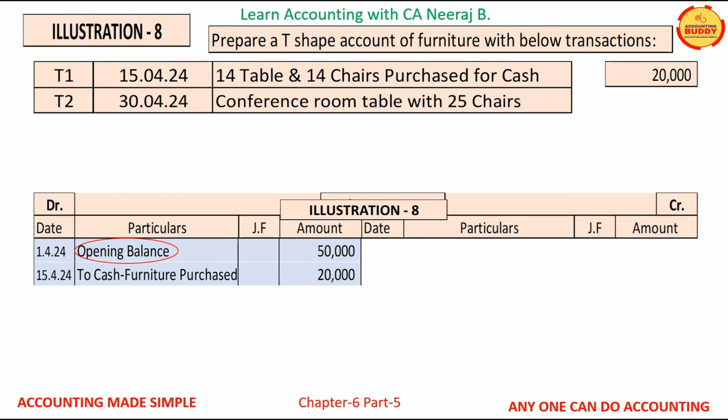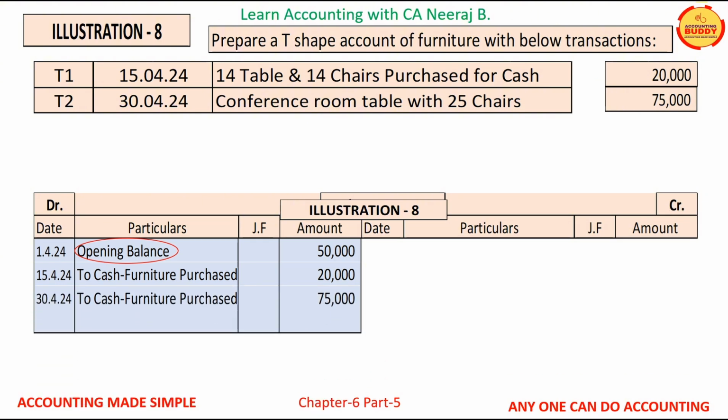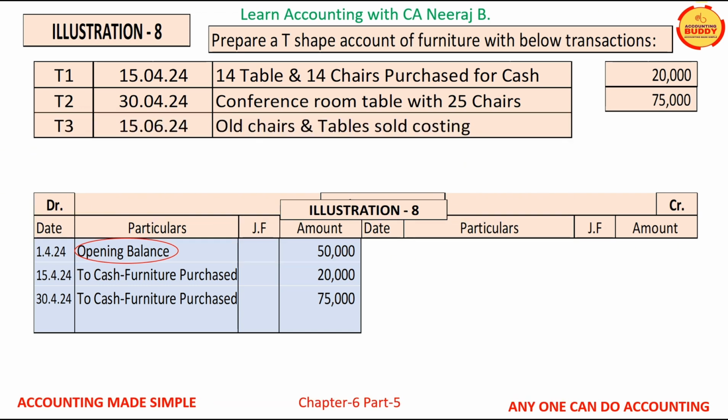Transaction 2 is on 30th of April 24, 25 chairs for the conference room are purchased for 75,000. This transaction of 75,000 will also be recorded on the left hand side, that is the debit side of the furniture account. T3 transaction is old chairs and tables costing 15,000 were sold on 15th of June 24.